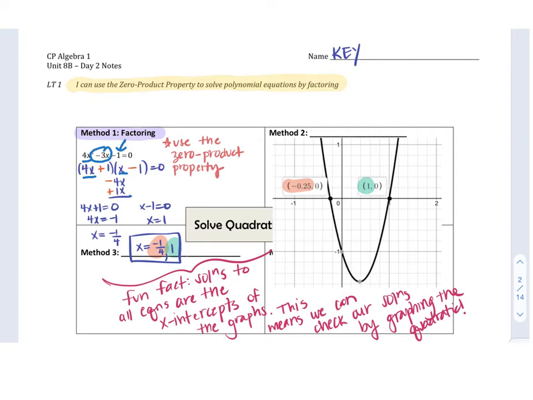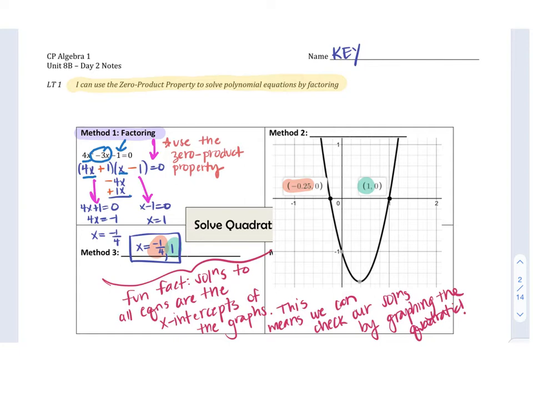But now we're going one step further, and we are solving it by factoring. So we're using the zero product property because I'm equal to 0, and the zero product property allows me to take each binomial and set it equal to 0 and solve to get our solutions. So in this quadratic, our two solutions are negative 1/4 and 1.